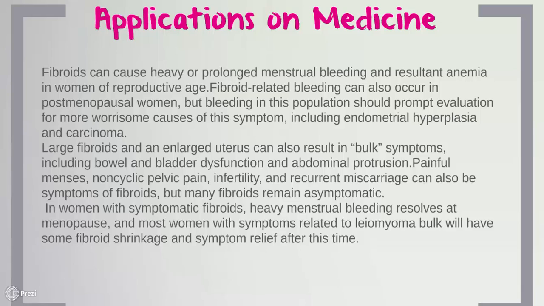Large fibroids and an enlarged uterus can also result in bulk symptoms, including bowel and bladder dysfunction and abdominal protrusion. Painful menses, non-cycling pelvic pain, infertility, and recurrent miscarriage can also be symptoms of fibroids, but many fibroids remain asymptomatic.